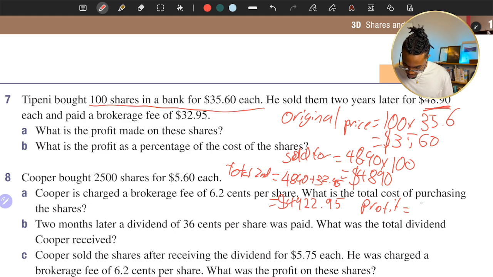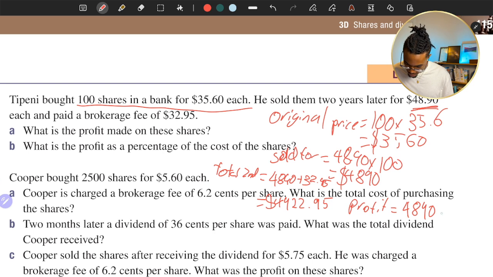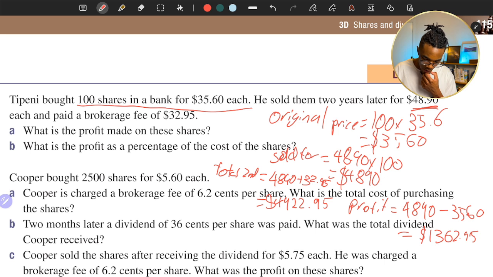And so profit equals 4890 minus 3560, which gives us 1362.95. Next one. What is the profit as a percentage of the total cost of shares?